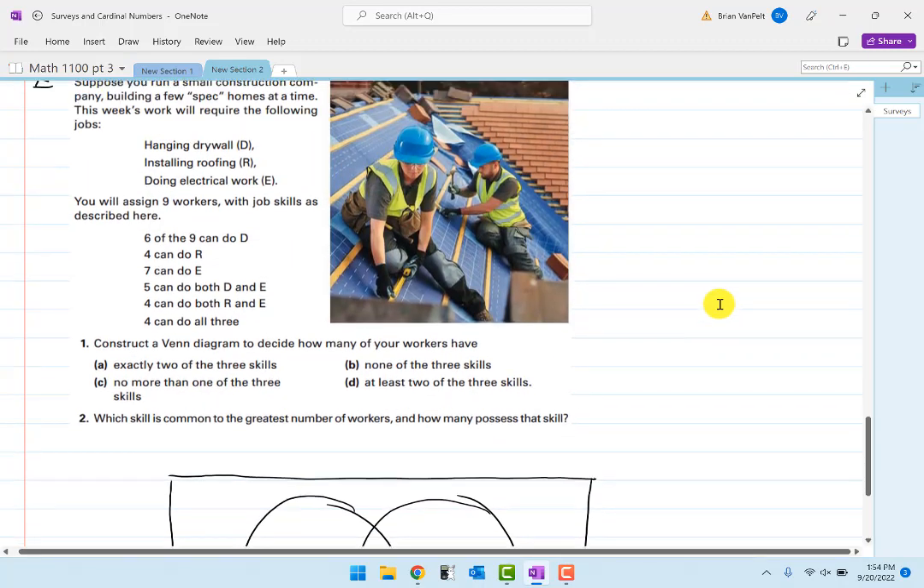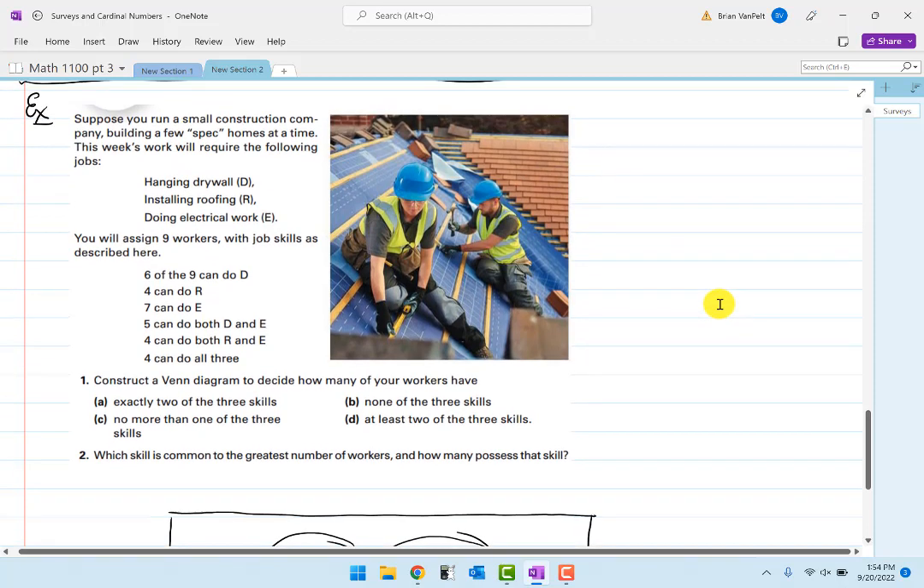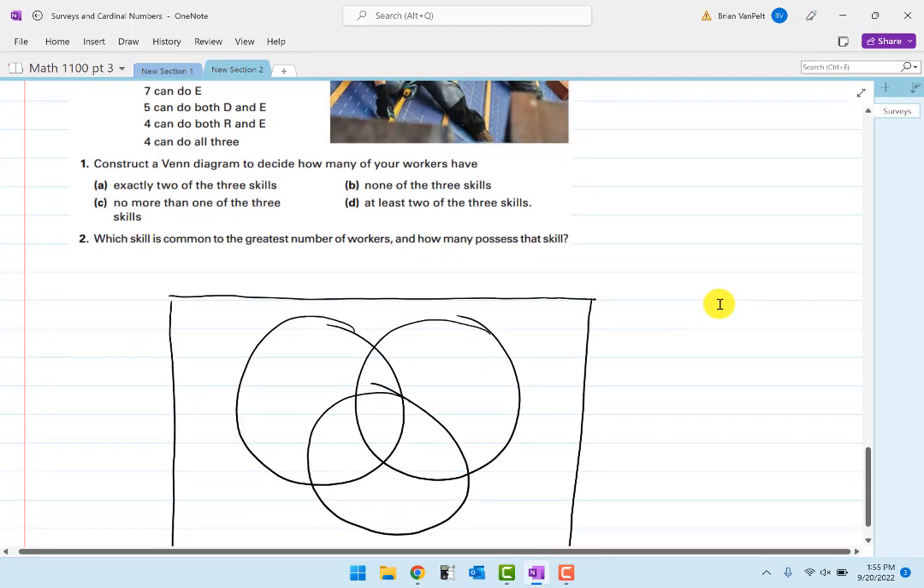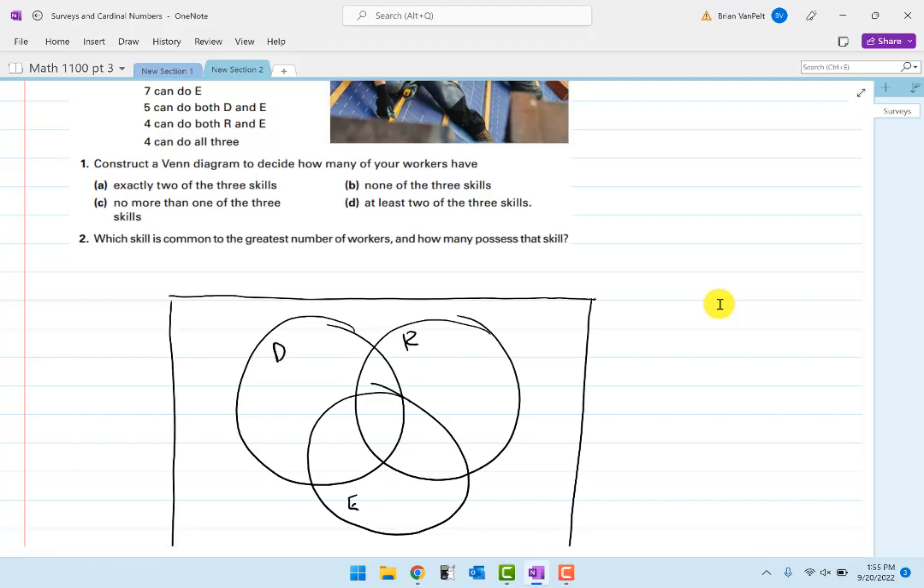What do we have here? All right, we have drywall, roofing, and electrical work. So we're using D, R, and E for these designations. So D, R, and E. My D looks like a P, so I'm going to fix it to be more D-like.